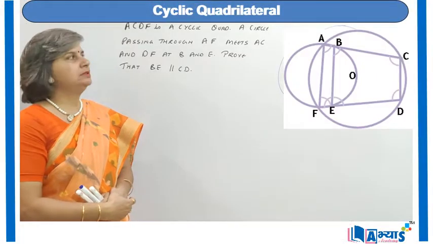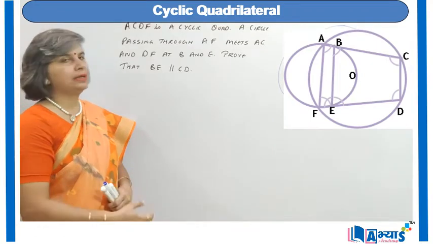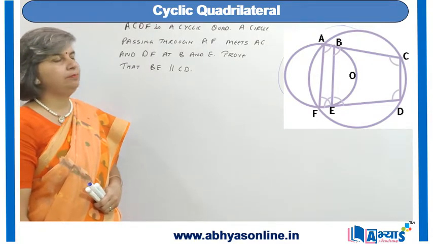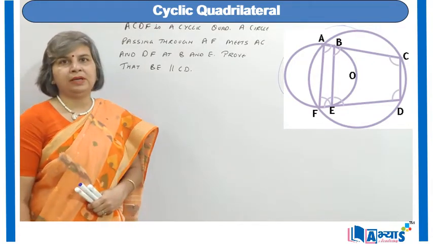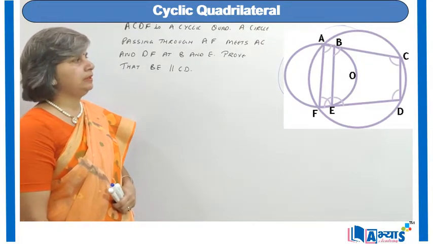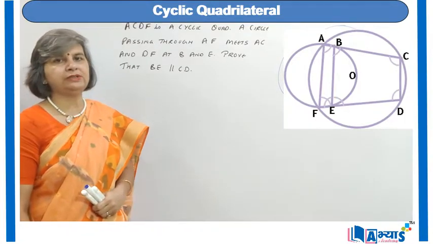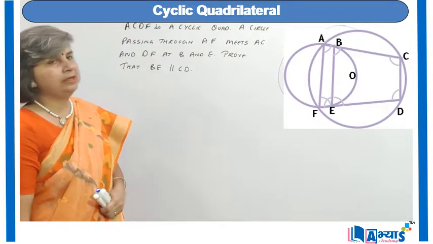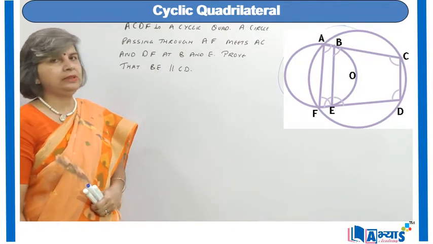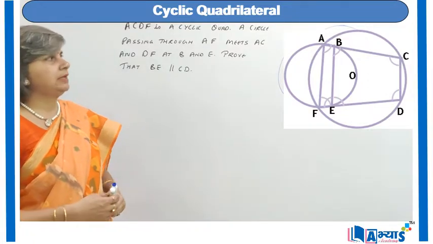Let us now apply the concept of cyclic quadrilateral. We are given a question that ACDF is a cyclic quadrilateral and a circle passing through A and F meets AC and DF at B and E respectively. That means ACDF is a cyclic quadrilateral. Moreover, ABEF is also a cyclic quadrilateral, because a circle is passing through A and F and it meets AC at B and DF at E. So if we join BE, then we have a quadrilateral ABEF. So ABEF is also a cyclic quadrilateral.